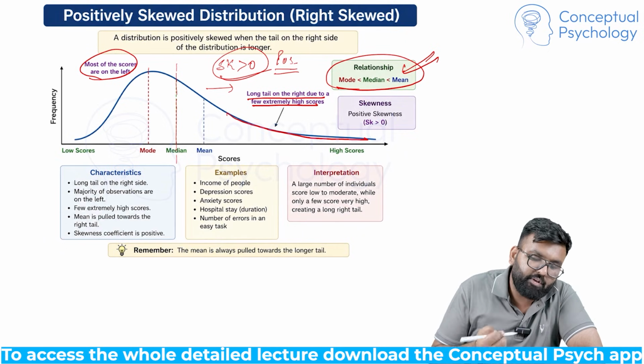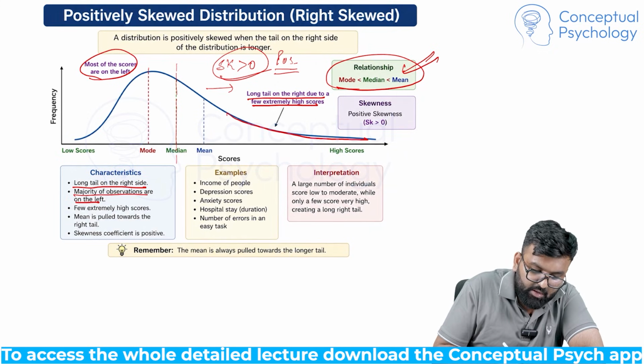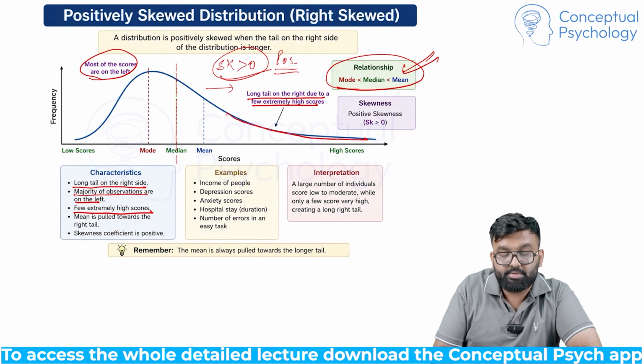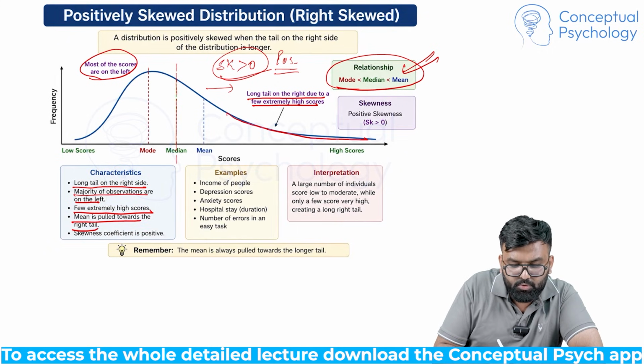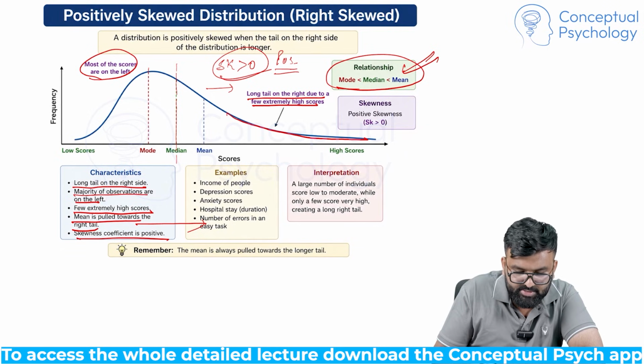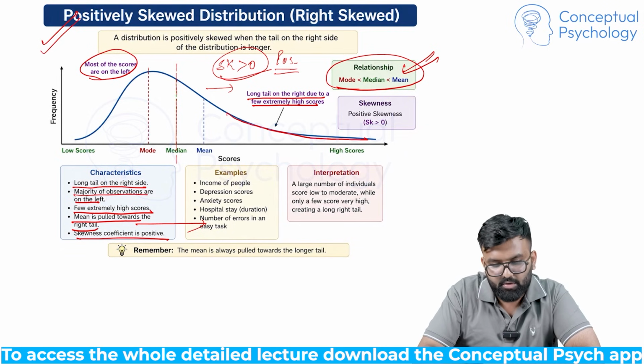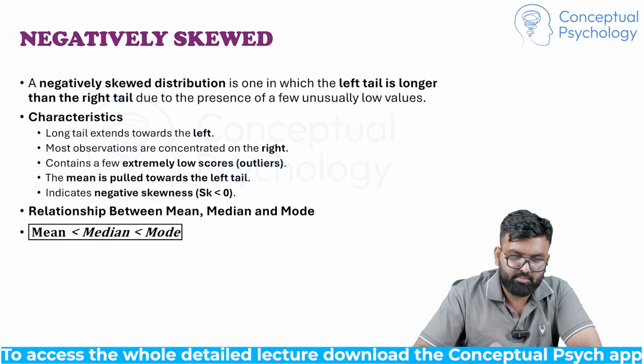Characteristics again, if we have to revise: long tail on the right side, majority of observations are on the left side, few extremely high scores, mean is pulled towards the right tail, and skewness coefficient is positive. So this is a positively skewed distribution or right skewed distribution.